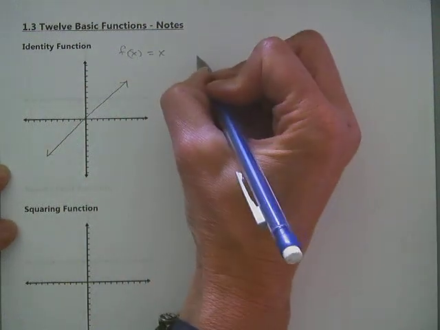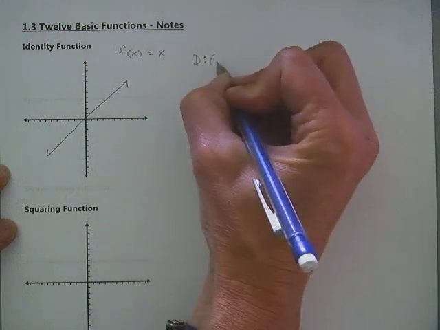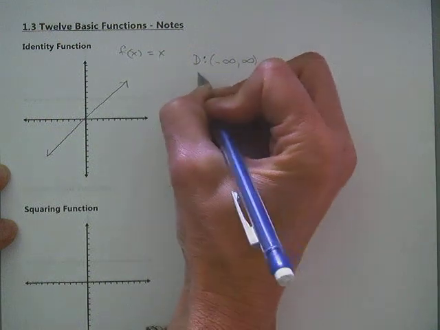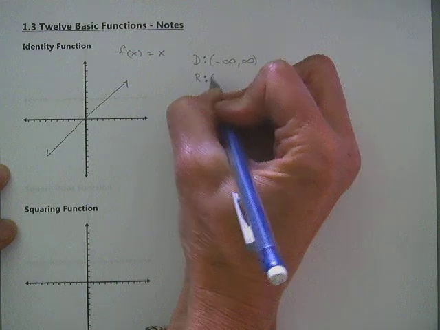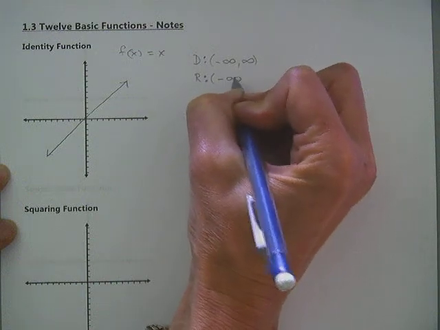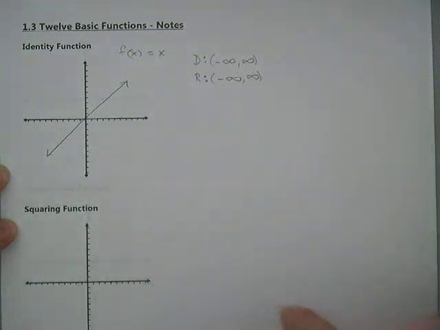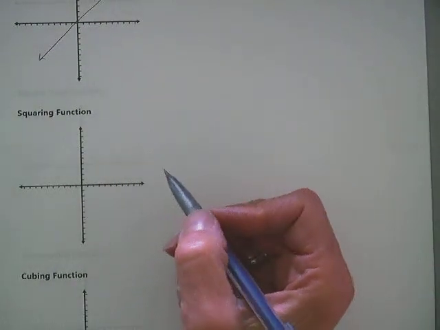Okay? If we had to talk about it, what do you think its domain is? Yeah, negative infinity to infinity. There's no breaks in here. There's no bumps or jumps or anything. What do you think its range is? Same. You know, I mean, all y values work, all x values work, and it goes just like that. Okay? This is a very simplistic function. It works in all areas. Okay? All right, the next one is a squaring function.